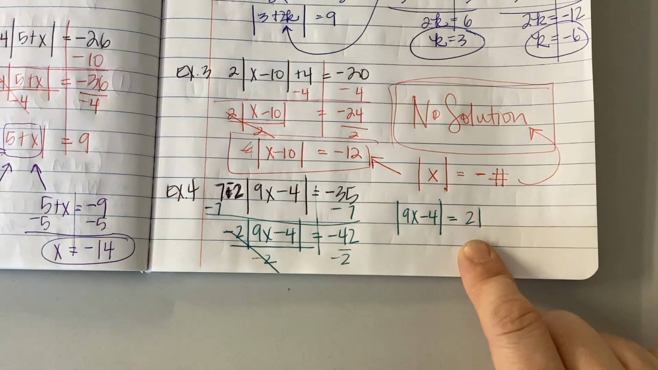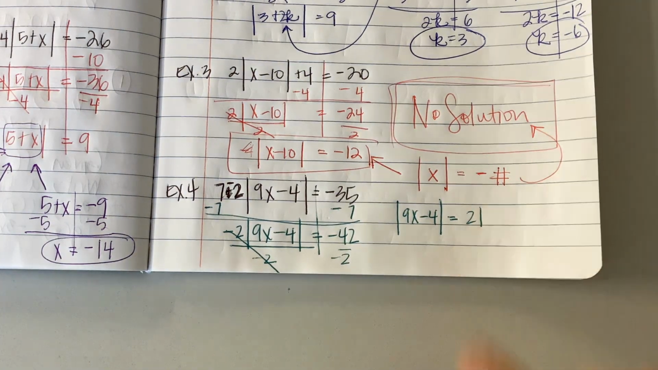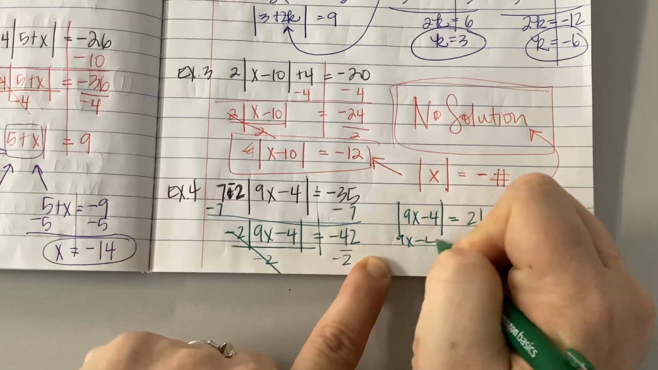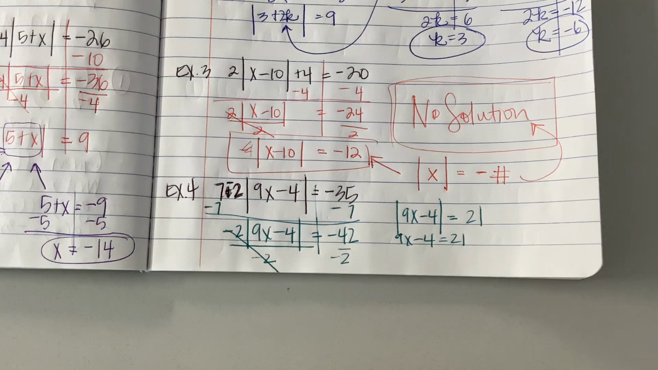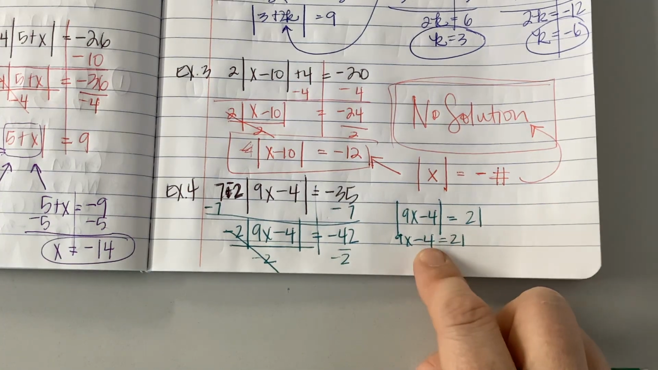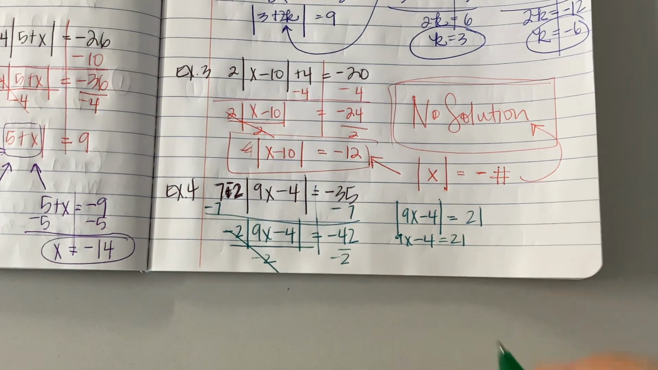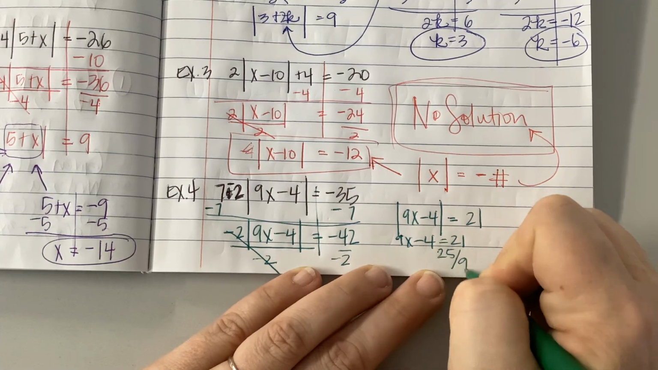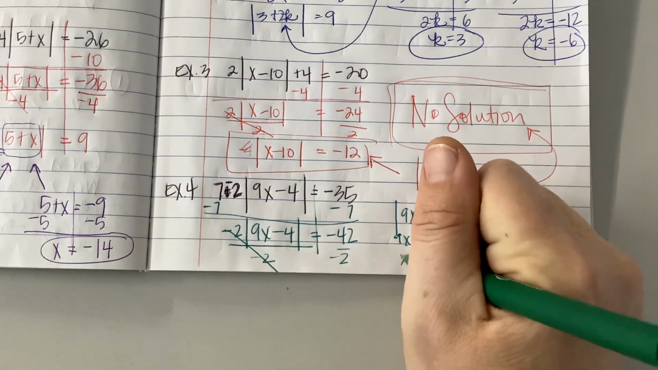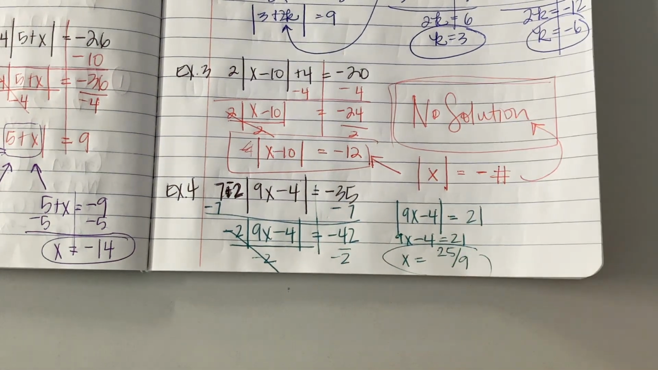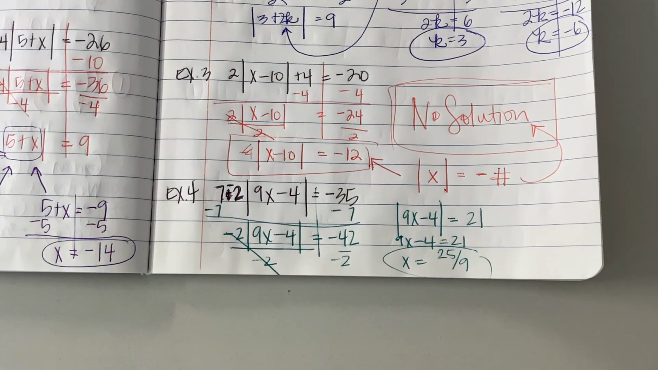Lots of you at this point will get to the point where you're like, I can do this in my calculator. 9x minus 4 equals 21. So you in your calculator start with 21 plus 4 divided by 9. You got to do 21 plus 4 first. Then divide by 9. It's 25 over 9. Could you put the decimal version of it? Sure. But fraction number value is easier to write.